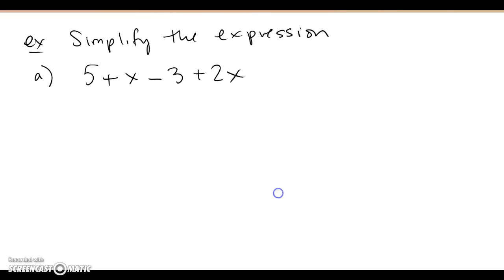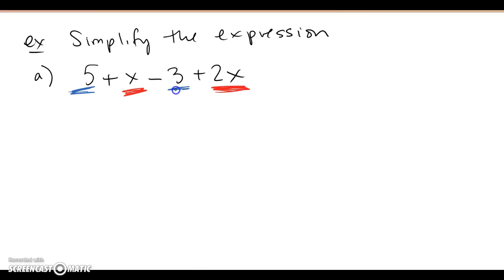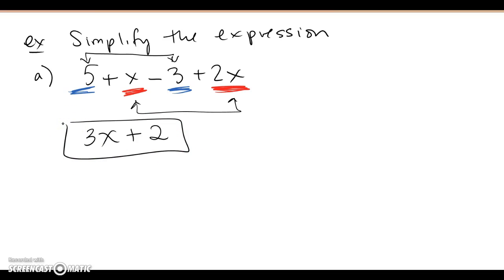Let's simplify some expressions that may contain like terms. So right off the bat, we know there are some like terms. This guy and this guy are like terms. And this guy and this guy are like terms because these two have the same variable, these two don't have a variable at all. So I'm going to focus on x plus 2x. That's going to give me a total of 3 x's. And then I'm going to focus on 5 minus 3. 5 minus 3 is 2. So I end up with 3x plus 2. A positive 5 minus a 3 is a positive 2. So I end up with 3x plus 2.